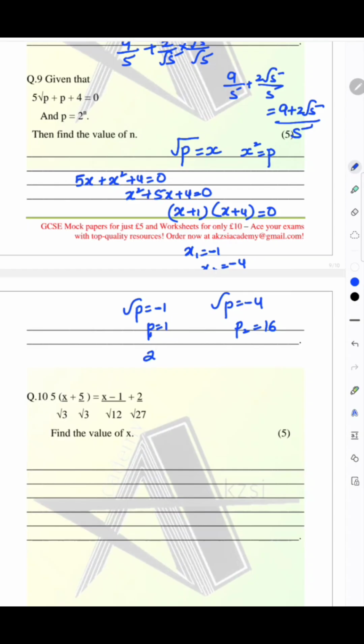Then I can replace the value of p. So p is given as 2 to the power of n, which is 1, and 2 to the power n as 16. So 1 can be written as 2 to the power of 0 and n is 0. And 16 can be written as 2 to the power of 4. So n is 4. So there are two values of n we got, one as 0 and one as 4.